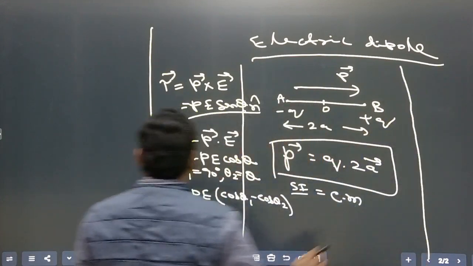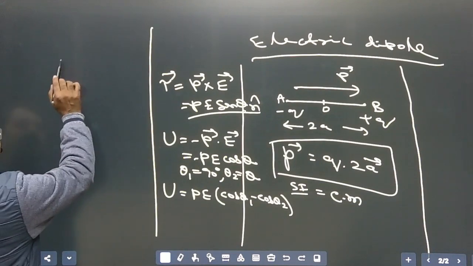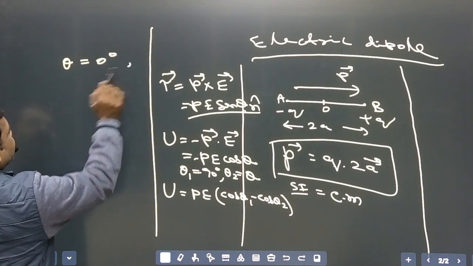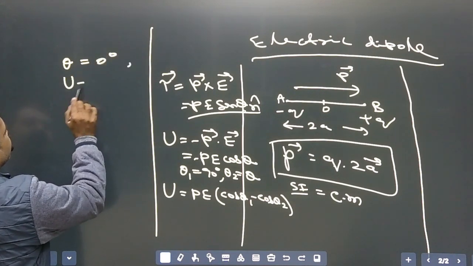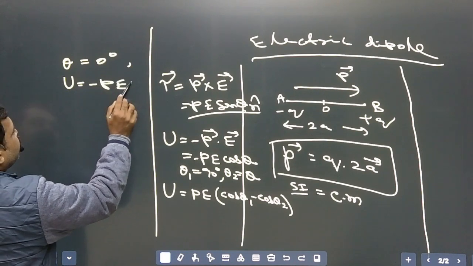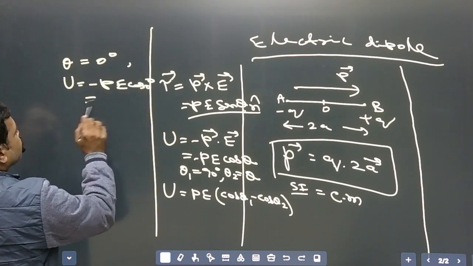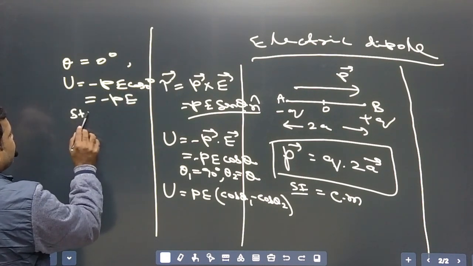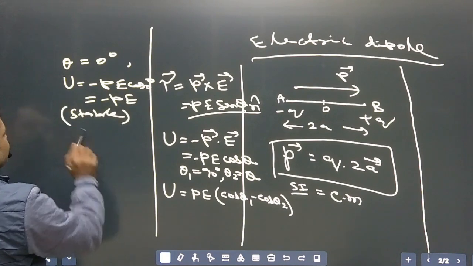Suppose theta is equal to 0 degree, then we find the potential energy is equal to minus P E cos 0 degree, and cos 0 degree is 1. So this is minus P E. The potential energy is negative, which means the type of equilibrium is stable equilibrium.